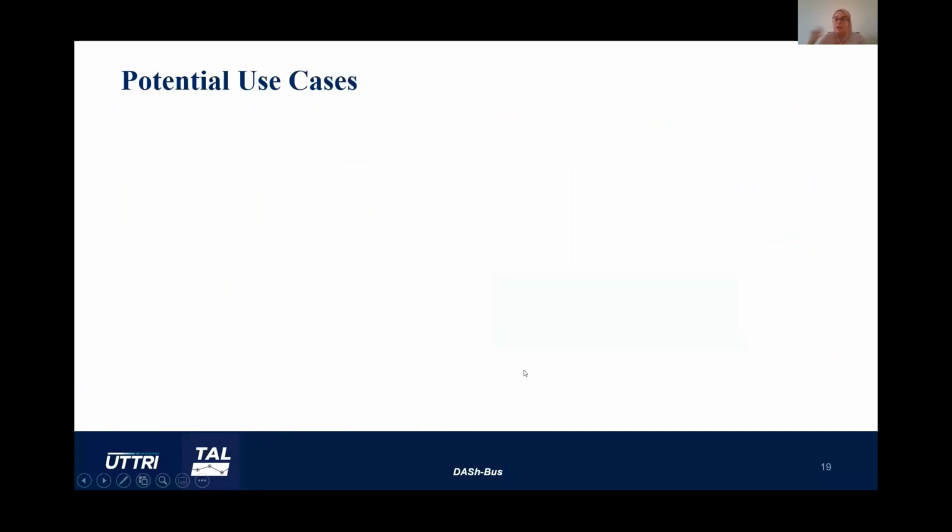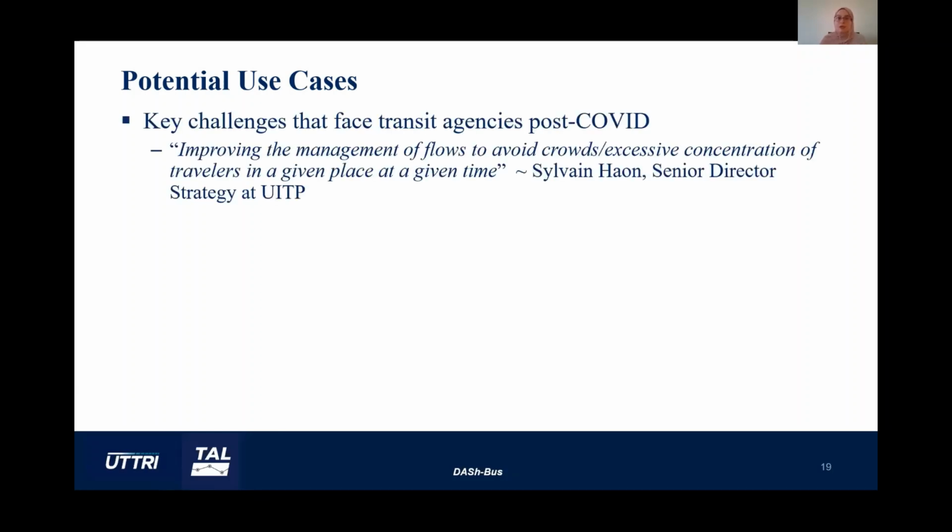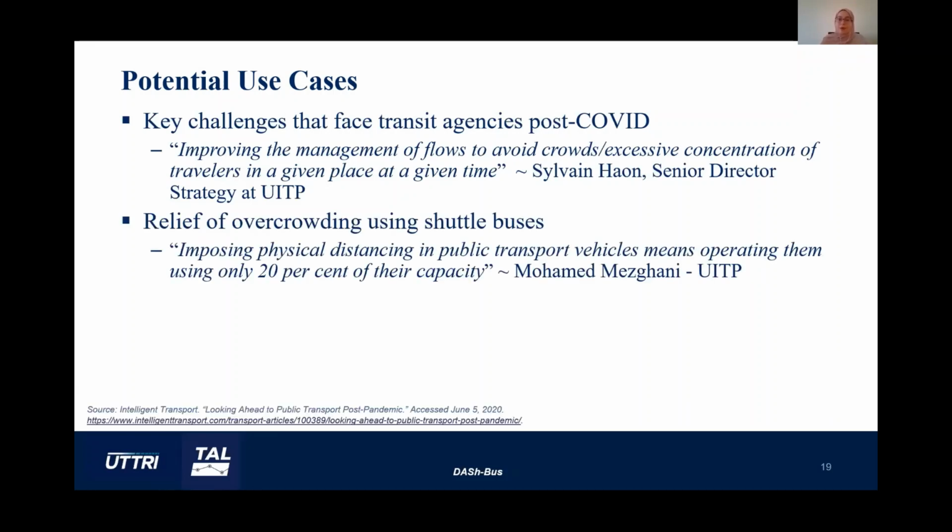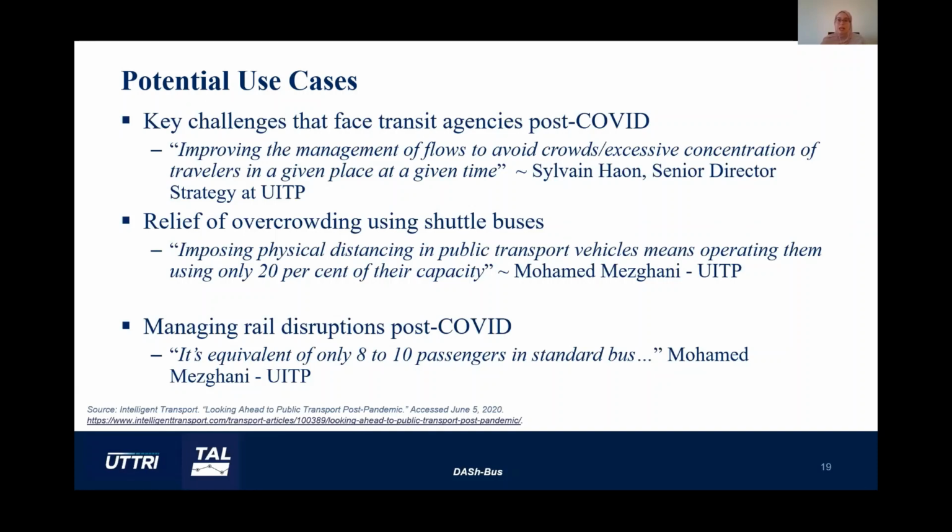So just to wrap up, what are the potential use cases of such a tool? Maybe not only for managing shuttle buses in unplanned disruptions, but a key challenge now facing transit agencies is to really improve the management of flows and overcrowding in subway systems. And what if shuttle buses can help us reduce this overcrowding? With physical distancing being imposed, the capacities of transit vehicles are reduced. We need to take this into consideration when we manage rail disruptions during COVID. Shuttle buses are usually packed before, but during COVID, they can't be packed anymore for social distancing, and the capacity is reduced. So we can use this tool also to assess whether bus bridging is good or not, or whether we need further measures to manage unplanned rail disruption.